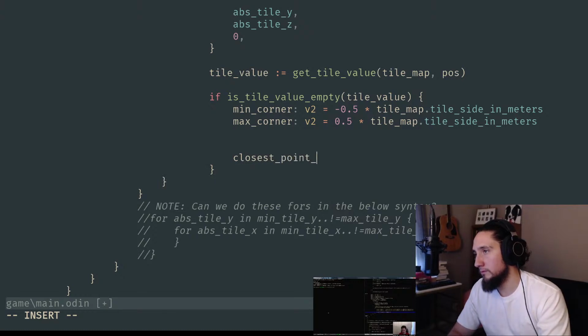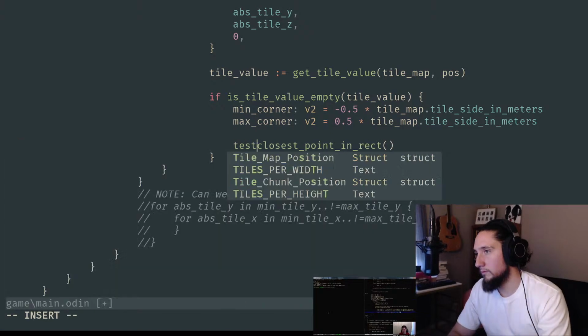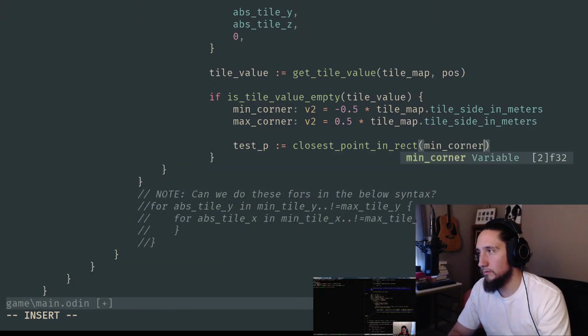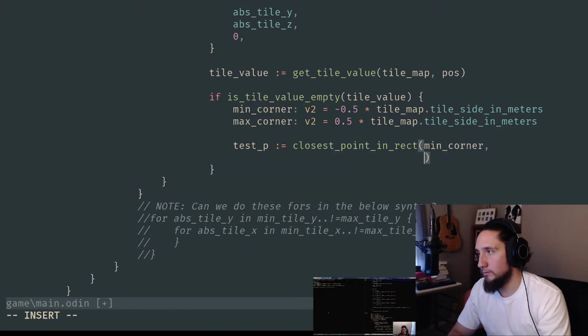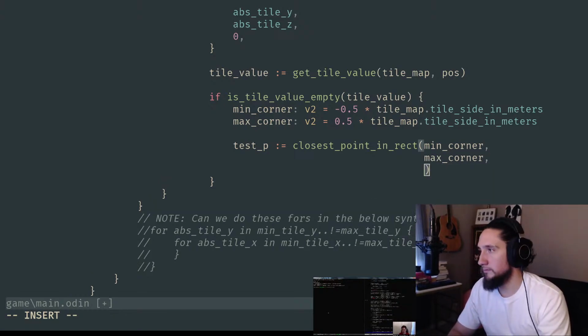So I'm going to say that our test b is whatever the closest point in the rectangle is. I'm going to pass that rectangle, min corner, max corner, right? So the closest point in the rectangle to that new player p, so relative new player p. And to produce the relative new player p, I just need to know the difference between that new player p, right? This guy right here. Where's that subtraction? I've got that diff function.